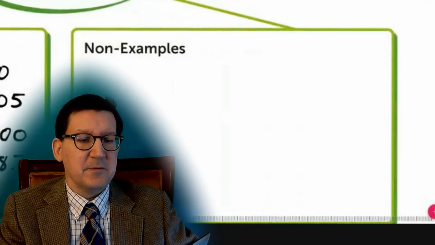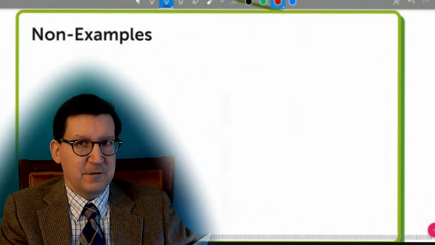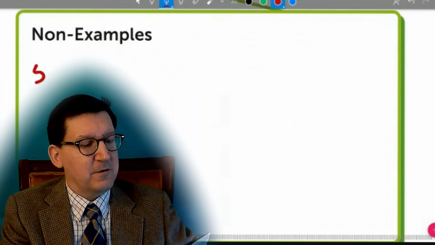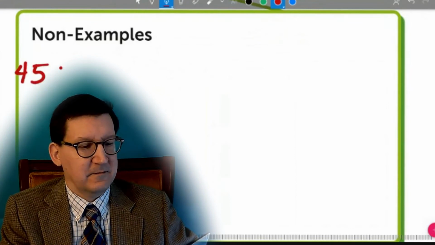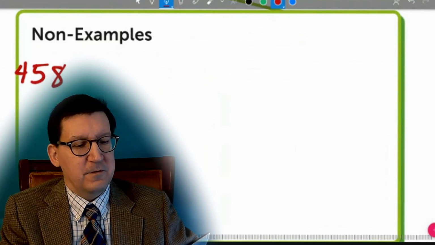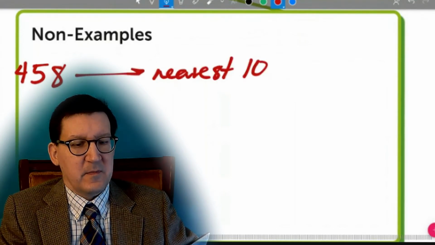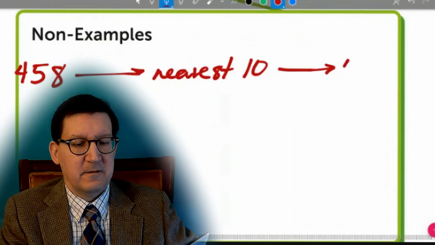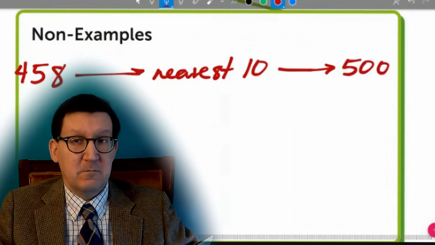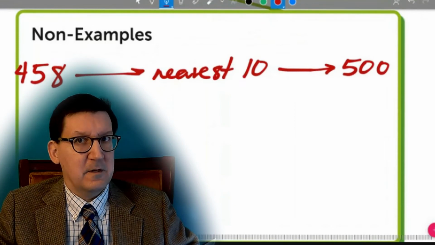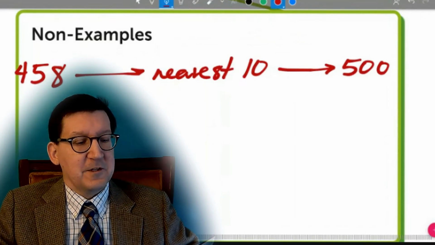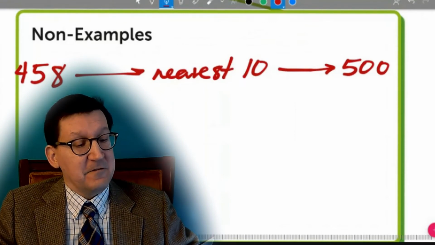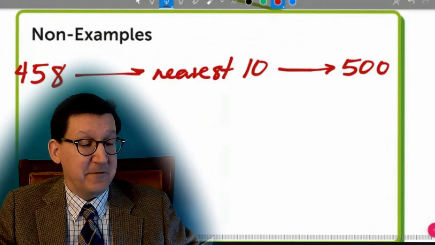So some non-examples. We'll do those in red to show that they're not examples. Let's see, 458 to the nearest 10. And if you said that was 500, does 458 round up to 500? Well, yeah, it does. So why is that wrong? Well, because you're rounding to the nearest 10, not the nearest 100, right? If you're rounding to the nearest 10, it would be 460.